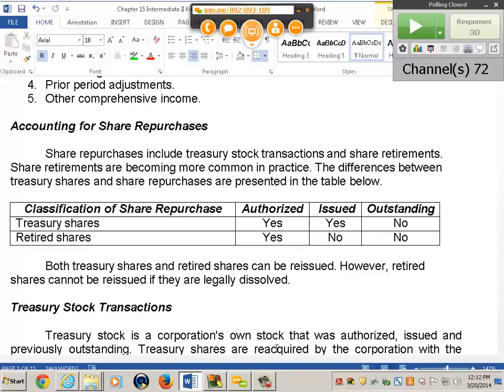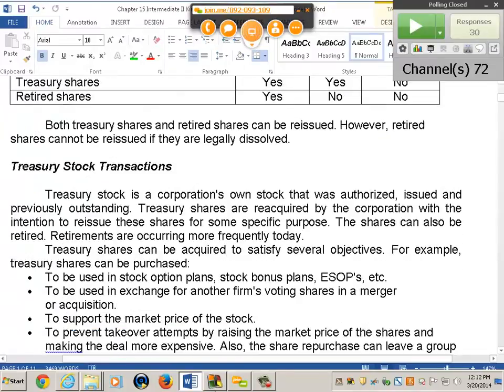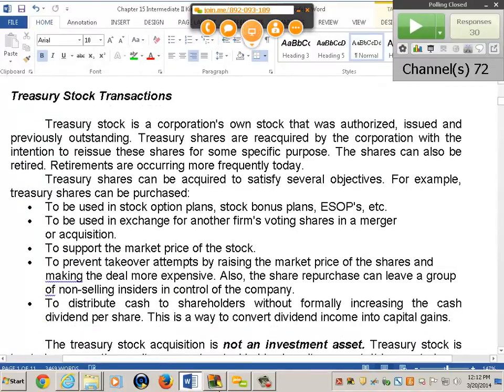Now, in general, when you talk about treasury stock, why do we buy it back? I know you can read this, but let's make sure we understand that treasury stock is a company's own shares they buy back, authorized, issued, but no longer outstanding. You can use it to support the market price of the stock. You can use it to distribute in stock option plans. You can use it in swaps of shares in mergers and acquisitions. You can also prevent takeover attempts.